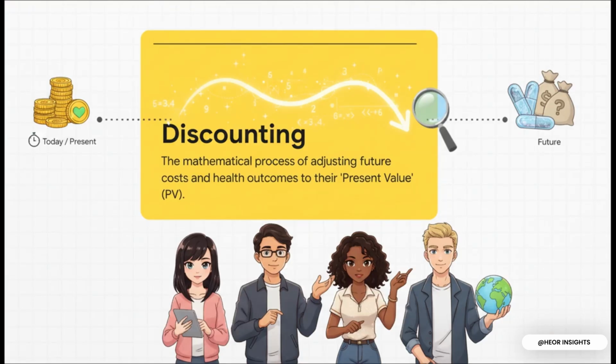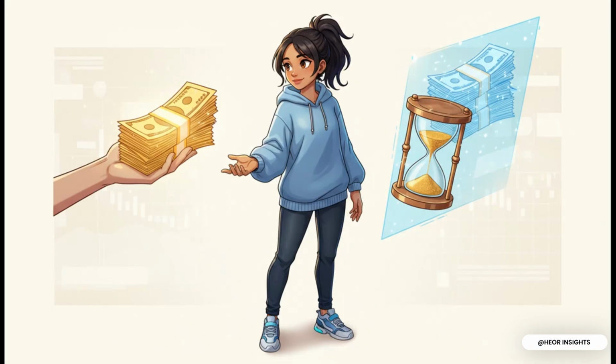Discounting is a fundamental concept in health economic evaluations. It is the mathematical process of adjusting future costs and health outcomes to reflect their value in today's terms. This adjustment accounts for time preference, and the resulting figure is known as the present value. The concept is based on the economic principle of positive time preference. This principle states that benefits received sooner are preferred over the same benefits received later. Therefore, a rational actor will choose to receive a payment today rather than the same payment in the future.